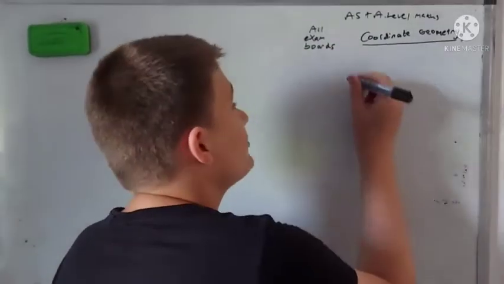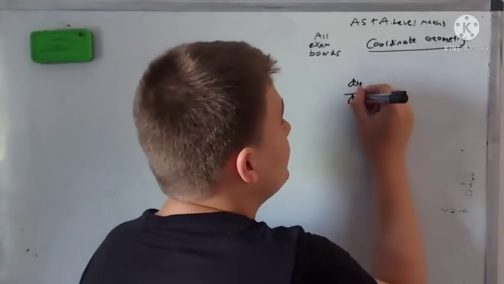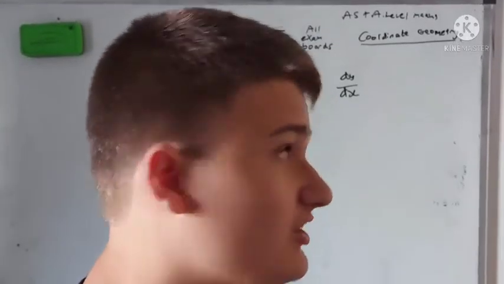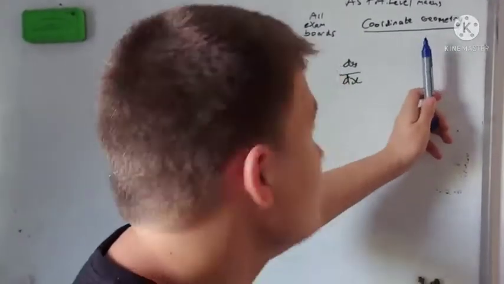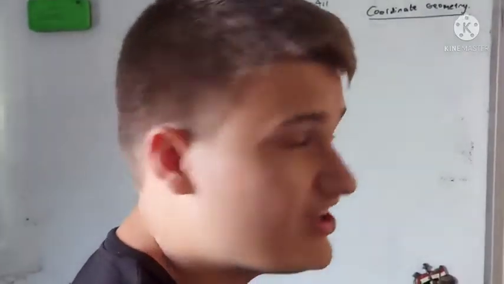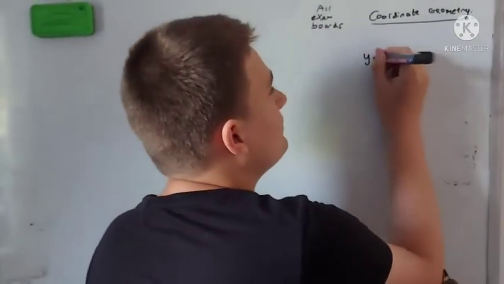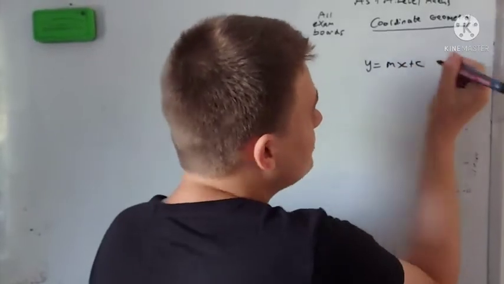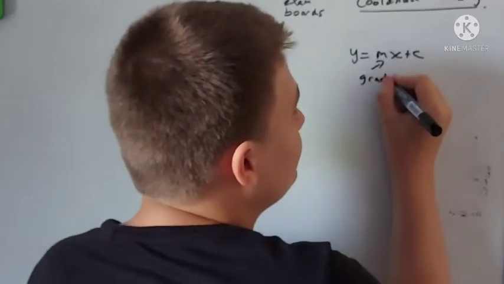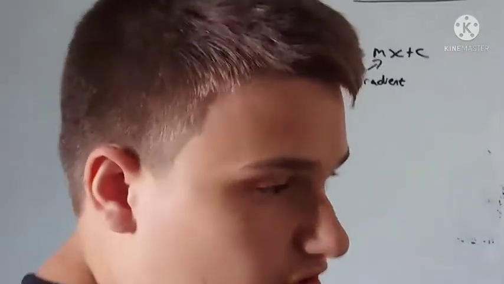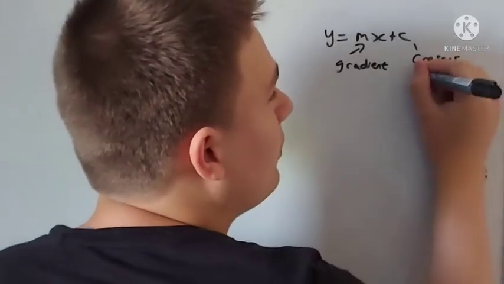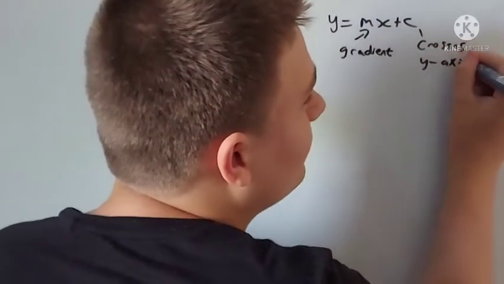Now, the gradient function, you might be thinking, okay, is that dy by dx? And that is in differentiation. However, I'm not going to do that because it's coordinate geometry and straight lines, so we'll look at that a bit later on in the course. What I want to look at is y equals mx plus c, as you probably all know from GCSE. m is the gradient, which I'll be looking at in a second, and c is where it crosses the y axis.